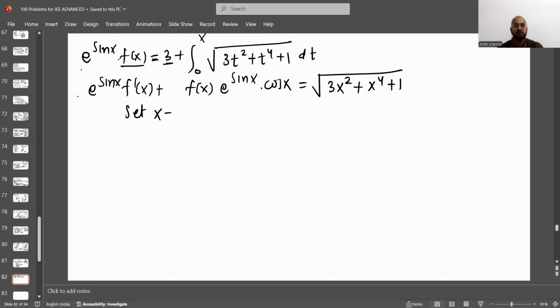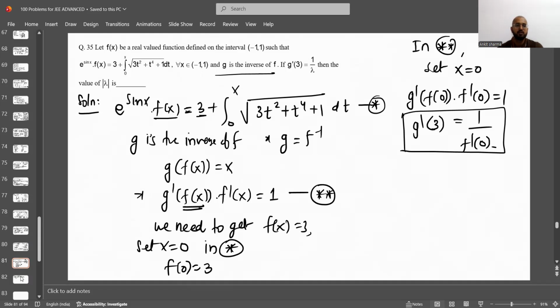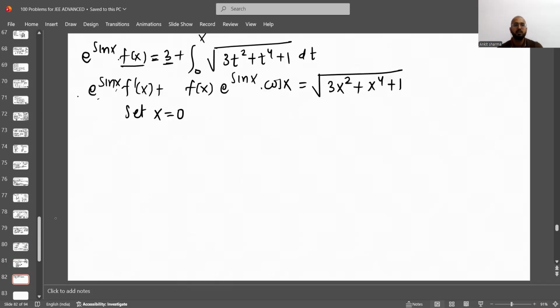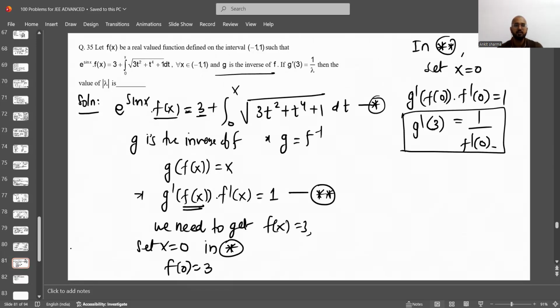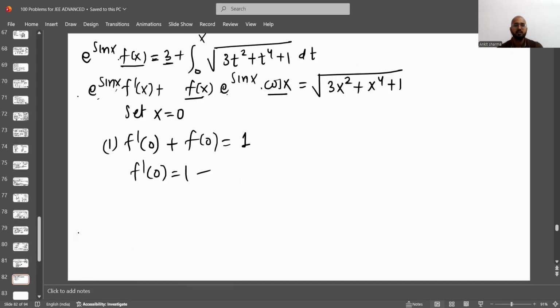So set x is equal to 0 here in this equation because we need to find out f dash of 0. So if I plug in, f dash of 0 will be here, and then plus this is f of 0 into cos 0 is 1, e power sin 0 is also 1. So we get here f of 0 is equal to, this will be simply 1. So f dash of 0 will be equal to 1 minus f of 0, and f of 0 is 3. So this gives me minus 2.